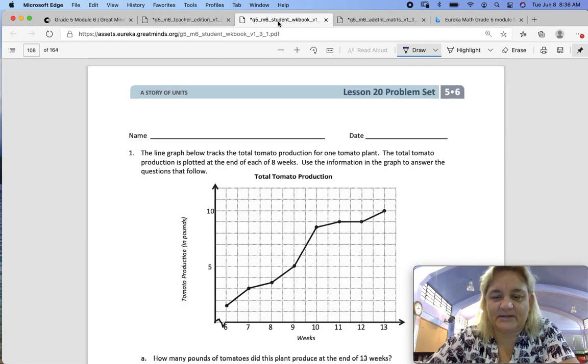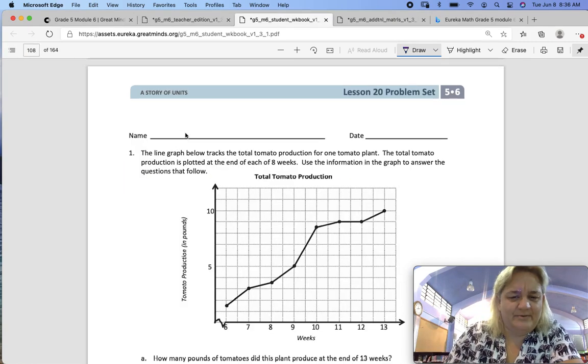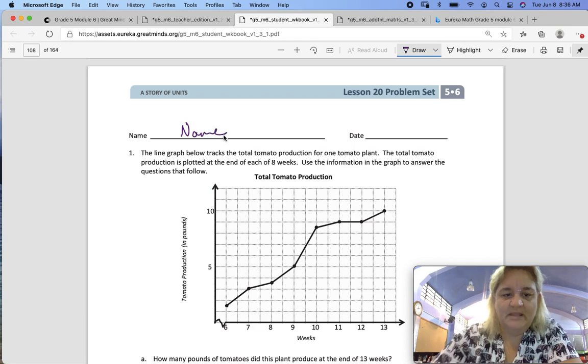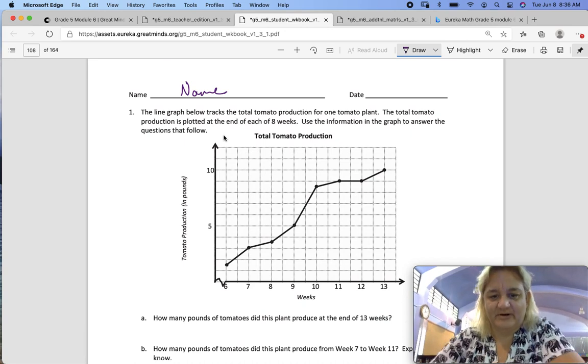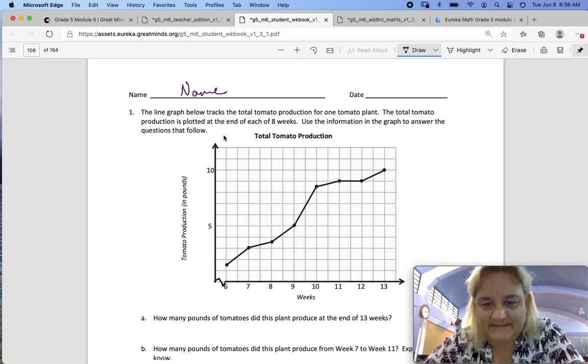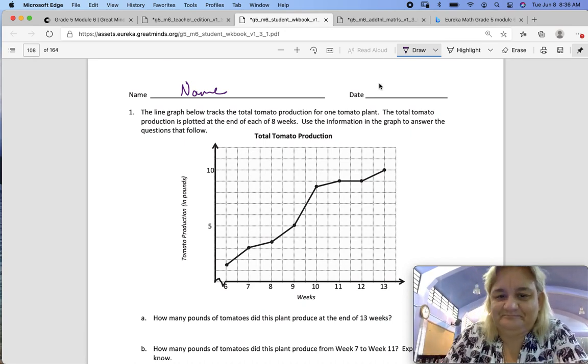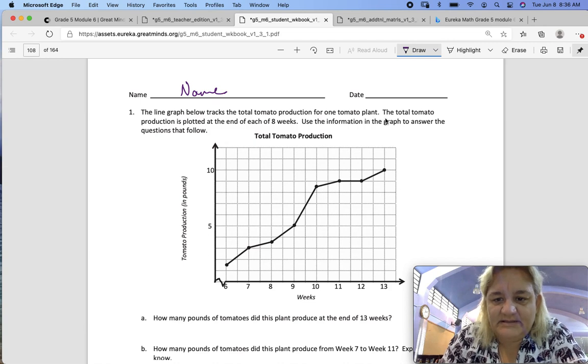Okay, so let's go to our Learn Book page. I don't know what page it is, but lesson 20, problem set. Put your name on your paper. The line graph below tracks the total tomato production for one tomato plant. The total tomato production is plotted at the end of each of 8 weeks. Use the information in the graph to answer the questions that follow.